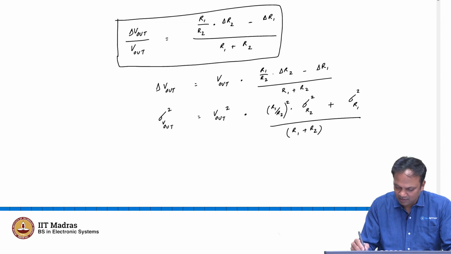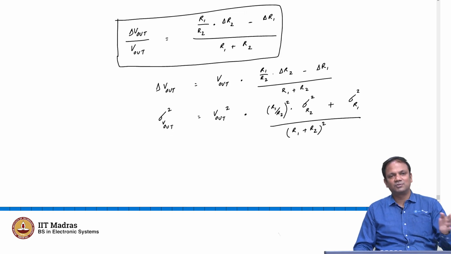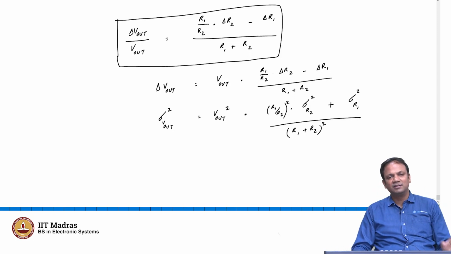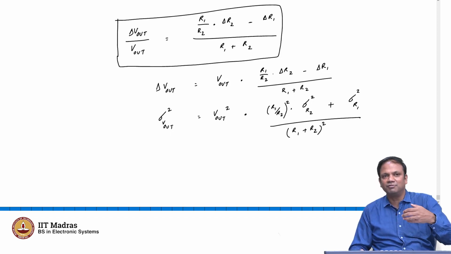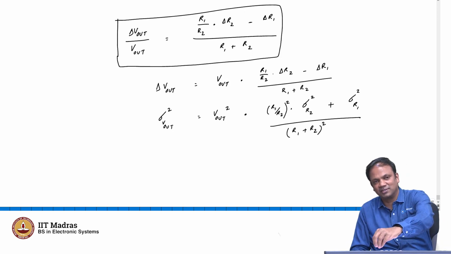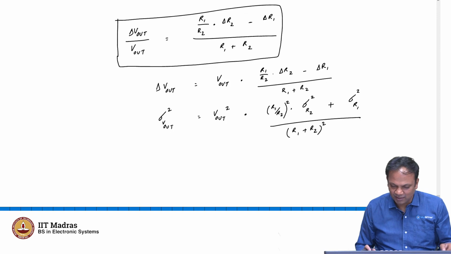whole square. Now you are familiar that a minus b the whole square is a square minus 2ab plus b square, and sigma of a minus b the whole square is sigma a square minus sigma of 2ab plus sigma of b square. If a and b are uncorrelated, sigma of ab goes to 0, which is why when we calculate the variance of uncorrelated items, the variance is just the variance of the first term plus the variance of the second term. The sum of the cross product will go to 0, right.